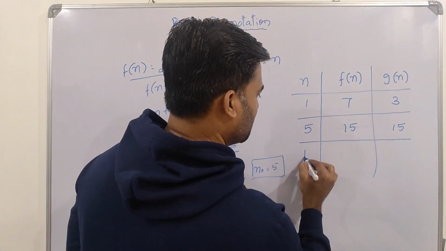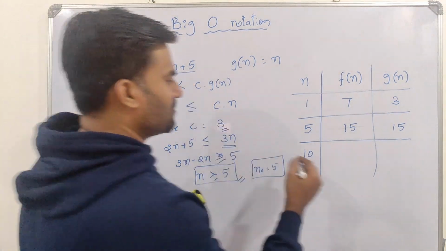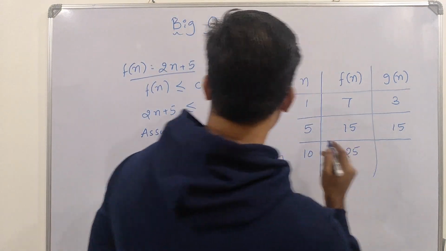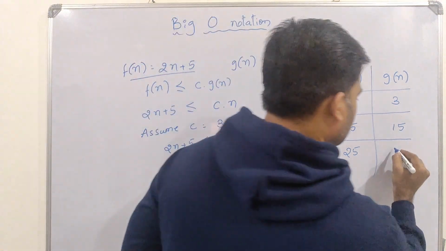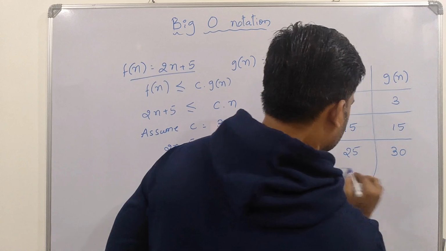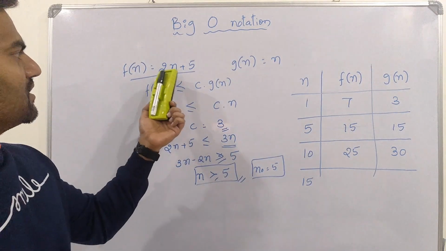Now let us take one more value. Let's take 10. It becomes 20 plus 5, 25, and c into n, 10 into 3, is 30. Let us take one more value, 15. 15 twos are 30, plus 5 is 35.